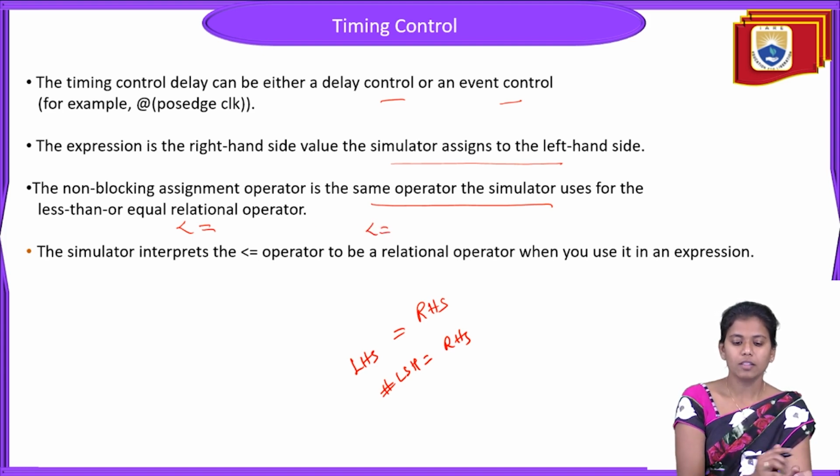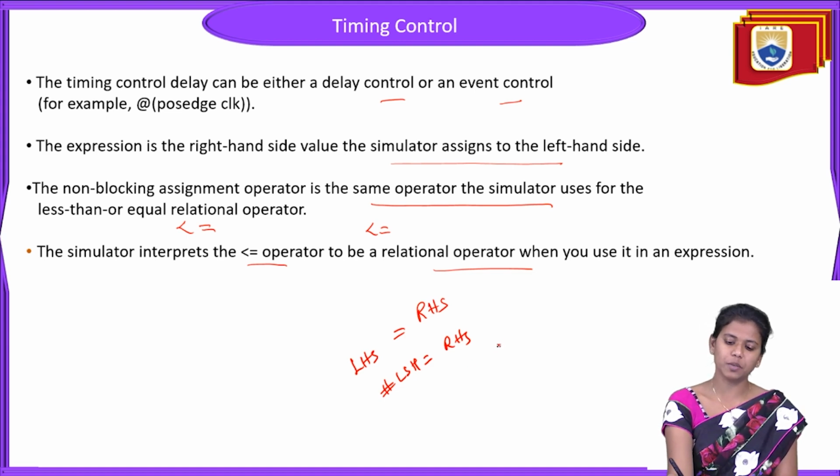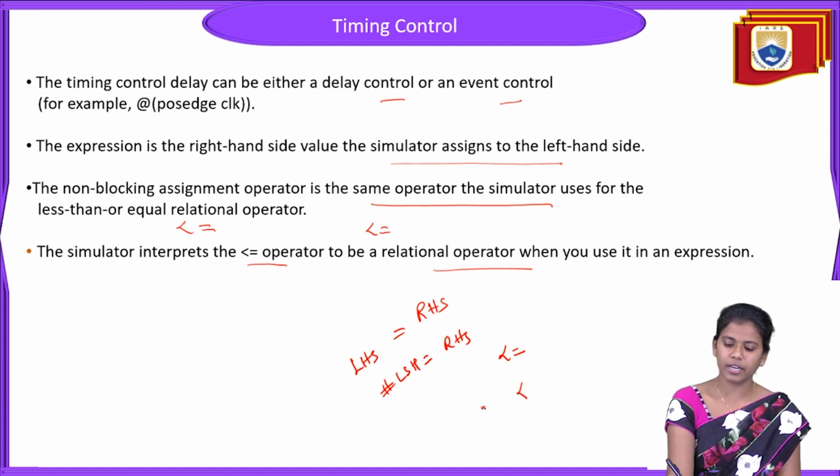And the simulator interprets the less than or equals to operator to be a relational operator when you see it in an expression. So sometimes in an expression, we will see less than or equals to, isn't it? It is a relational operator, less than and equals to.